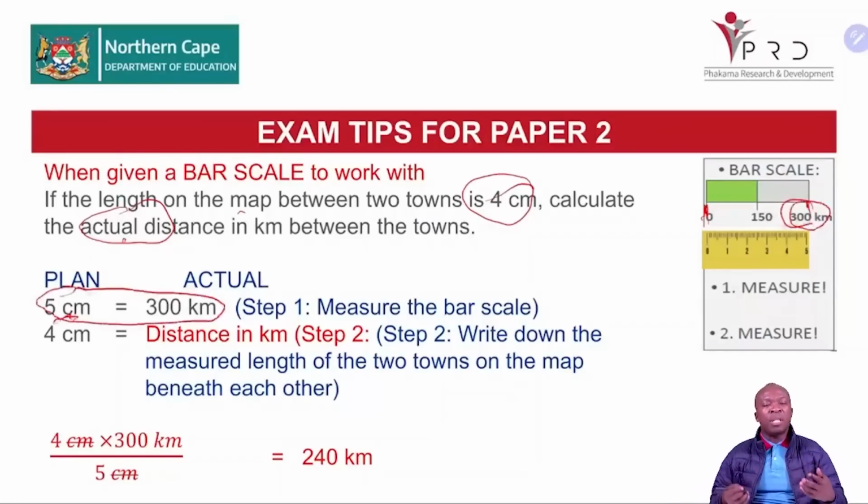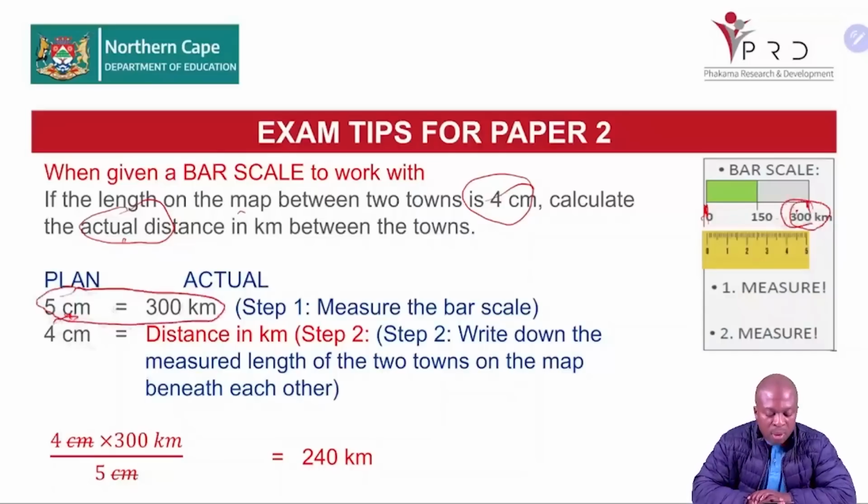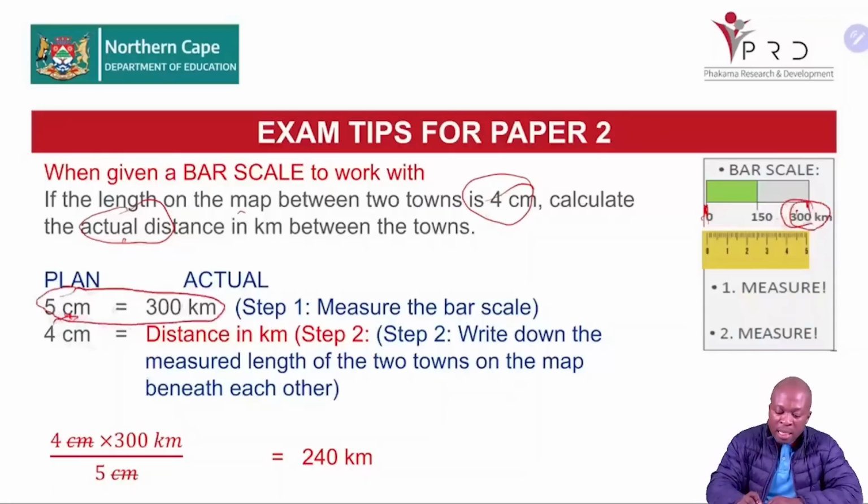The whole idea of using the bar scale is to help you get a number scale from the bar scale so that you can be able to work like the way you would do normally. So look at how you can do it. The first one, measure. Once you measure, you write it down. It's being used to represent what? 300 kilometers. So measure, you've gotten it. Then, now that you are able to write 5 centimeters equals 300 kilometers, the next thing you have to do is to go back and answer the question.